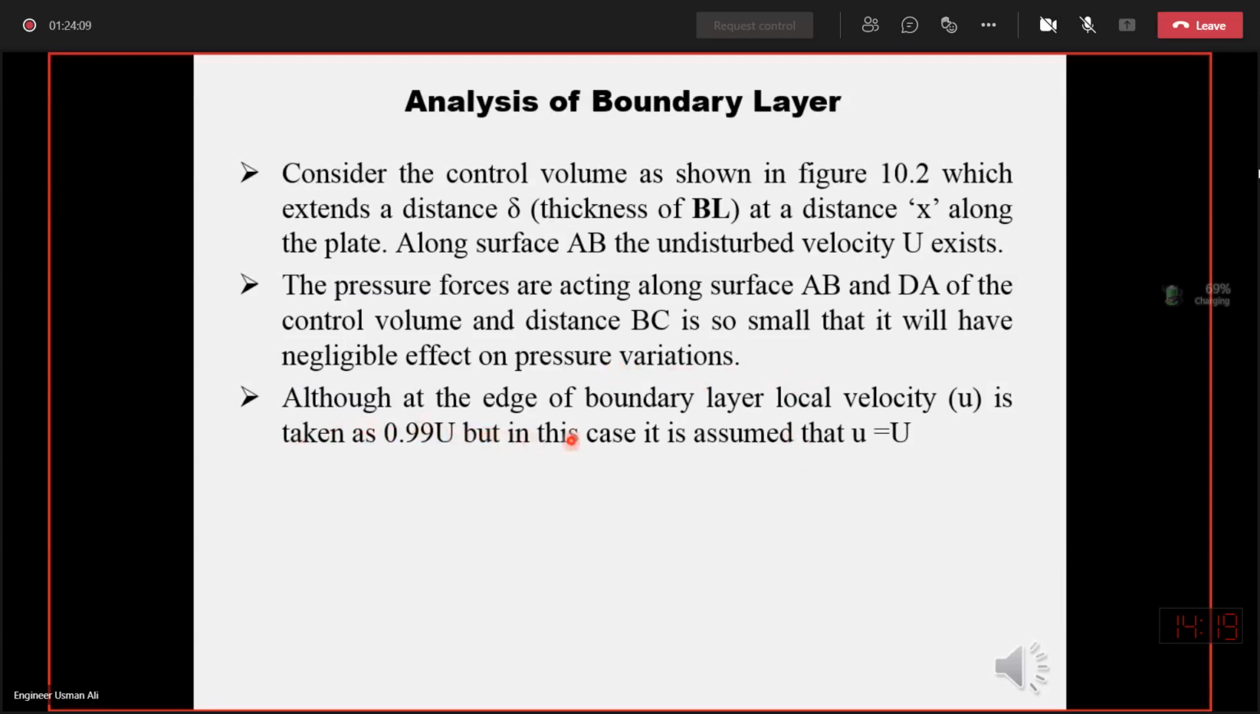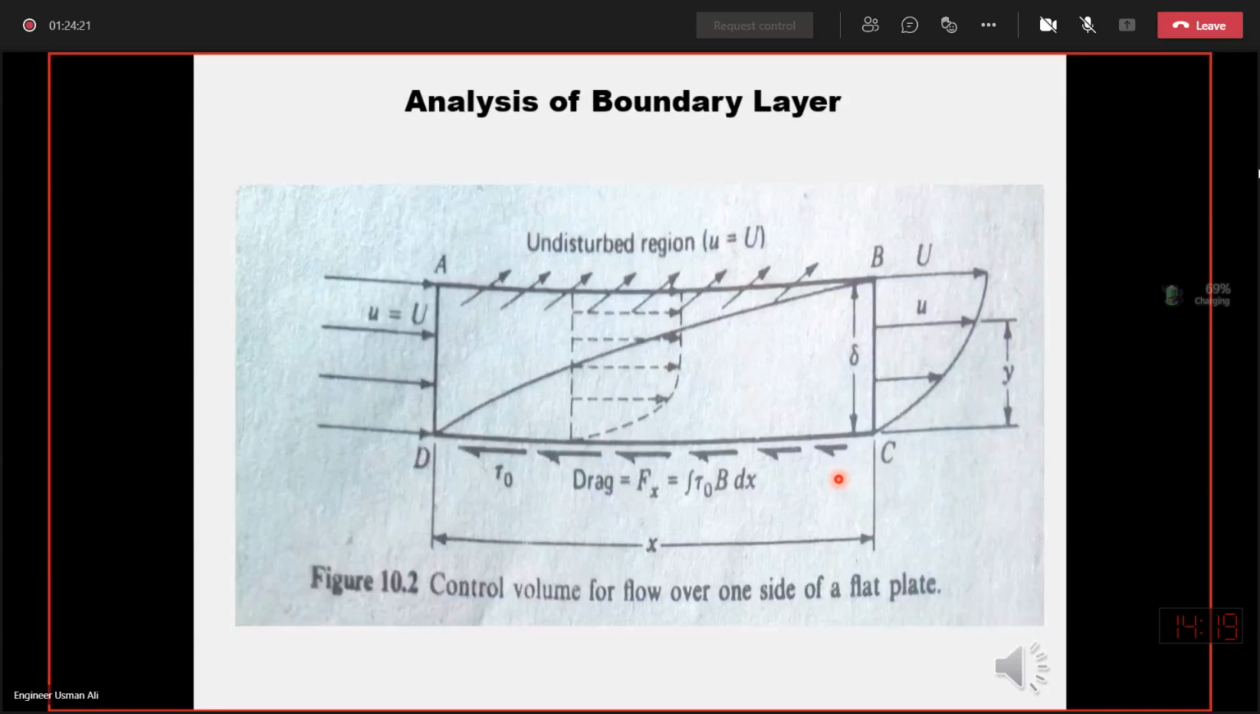At the edge of the boundary layer, the local velocity is taken as 99% of U, but in this case it is assumed that u is equal to capital U. This was explained earlier, that at the boundary layer profile the velocity is 99% of the undisturbed velocity. But in this case we can take it approximately equal to the undisturbed velocity U. So at the edge of the boundary layer, this one, the velocity of the fluid is equal to the undisturbed velocity. So small u is equal to capital U.